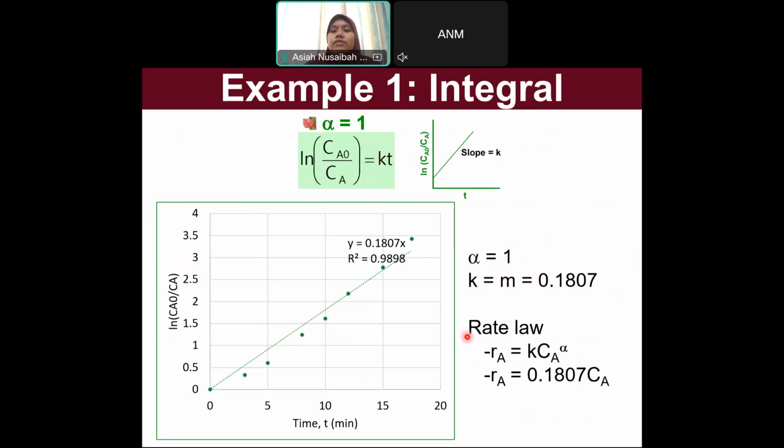Then we can write the rate law. The rate law is minus rA equals k CA^alpha. We can put in the value. We have minus rA equals 0.1807 CA. So now we have already finalized our rate law.